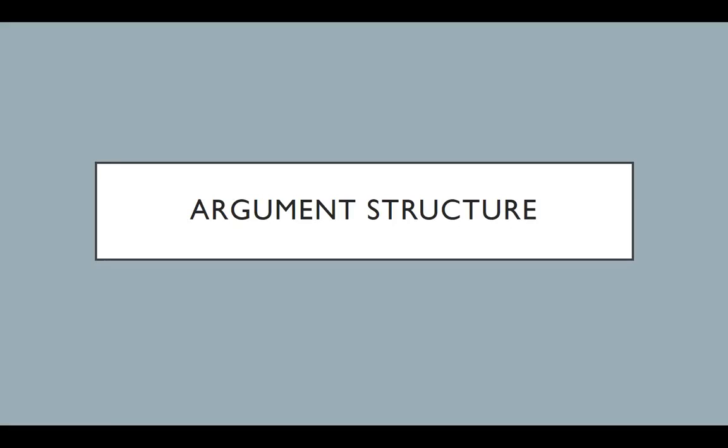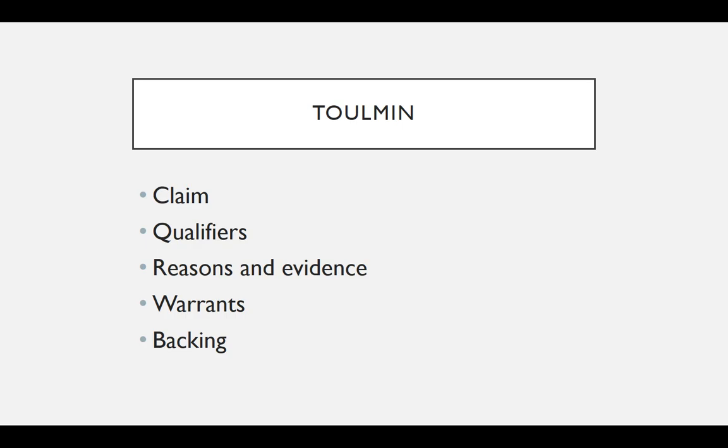So when we talk about argument structure, you usually see Toulmin come up. Toulmin is the guy that created some terms for particular parts of an argument. Claim, qualifiers, reasons and evidence, warrants, and backing. Some of these are familiar to you.